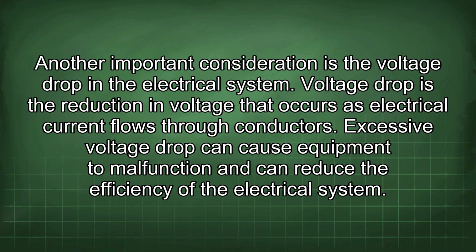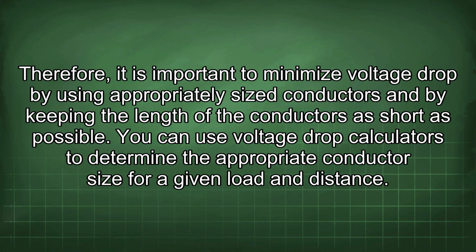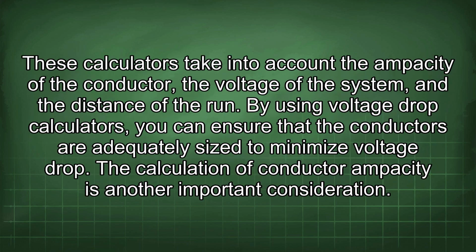Another important consideration is the voltage drop in the electrical system. Voltage drop is the reduction in voltage that occurs as electrical current flows through conductors. Excessive voltage drop can cause equipment to malfunction and can reduce the efficiency of the electrical system. Therefore, it is important to minimize voltage drop by using appropriately sized conductors and by keeping the length of the conductors as short as possible. You can use voltage drop calculators to determine the appropriate conductor size for a given load and distance. These calculators take into account the ampacity of the conductor, the voltage of the system, and the distance of the run. By using voltage drop calculators, you can ensure that the conductors are adequately sized to minimize voltage drop.